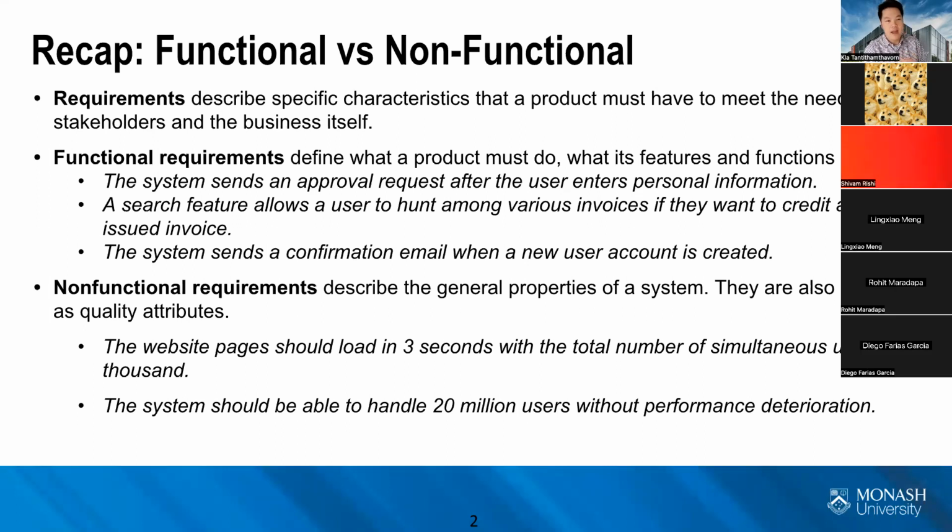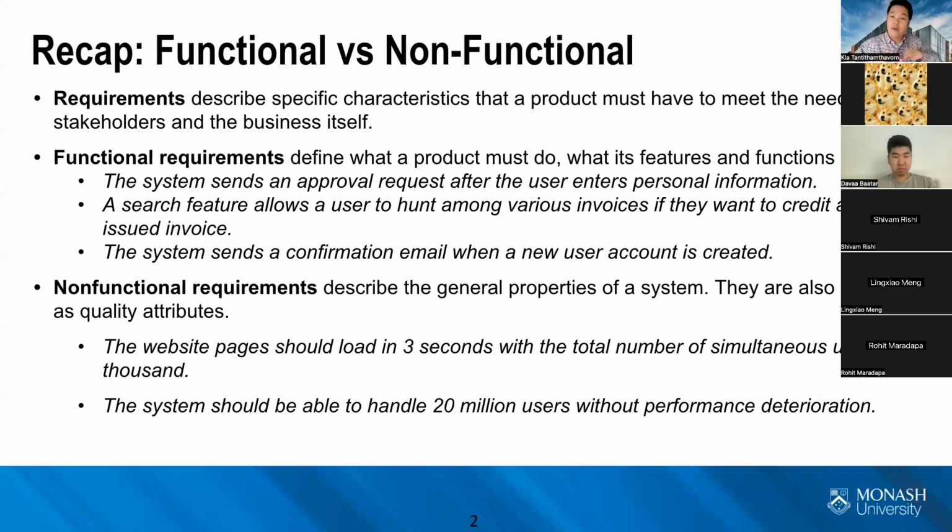A search feature allows a user to hunt among various invoices if they want to credit and issue an invoice. That's also the same, a feature of the software system, so that's a functional requirement. The system sends a confirmation email when a new user account is created. That's also a functional requirement because it describes a feature: send a confirmation email.